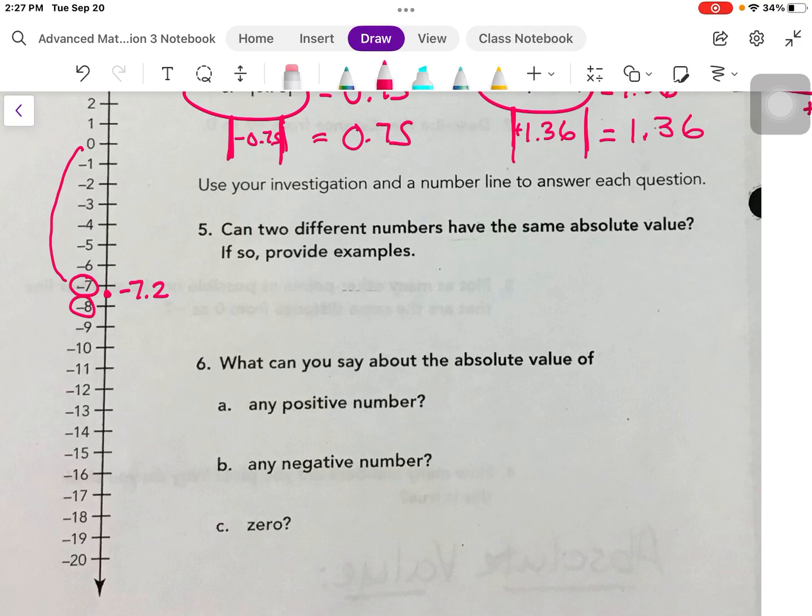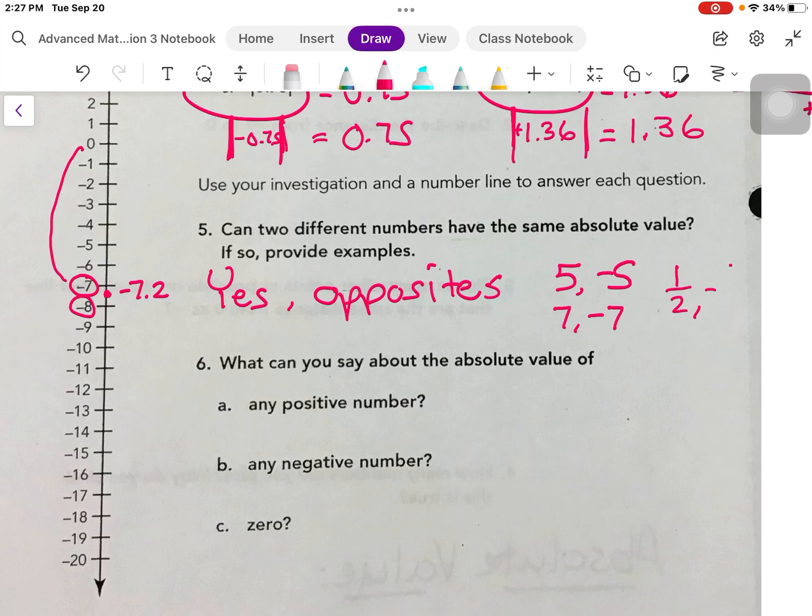Hopefully you paused it and have something written here. Can two different numbers have the same absolute value? Why, yes, they can. All opposites will have the same absolute value. It says provide examples. So 5 and -5, 7 and -7, 1/2 and -1/2. All of those are examples of numbers that will have the same distance from 0, the same absolute value.